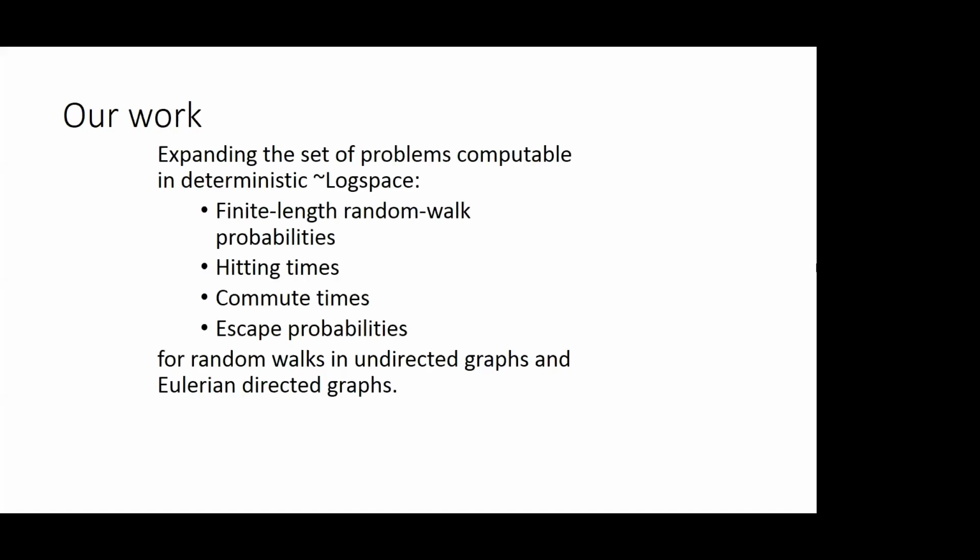In particular, the thing about finite length random walk probabilities is that it's not a long-term property of the random walk. It's a finite length property of the random walk. So conceptually, I think it's a useful step. And the way that we do this is we solve Lx equals b in logarithmic space, where L is the Laplacian matrix of an Eulerian graph.